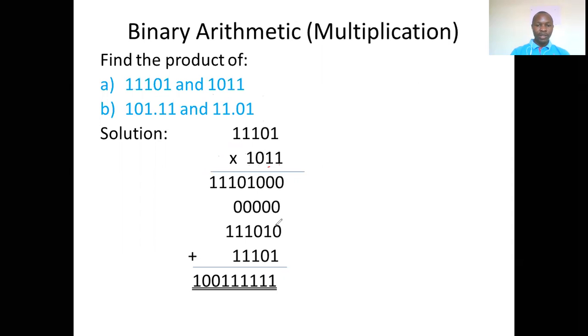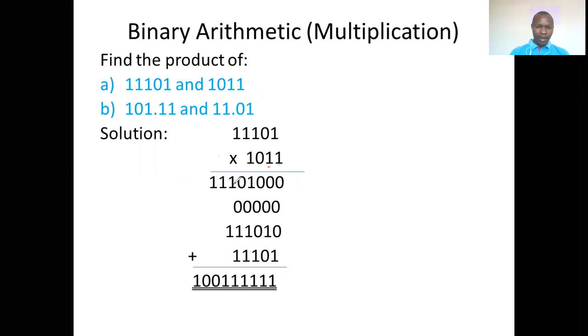So we'll say 0 plus 0 plus 0 plus 1, that's a 1. 0 plus 0 plus 1 plus 0, that's a 1. 0 plus 0 plus 0 plus 1, that's another 1. 1 plus 0 plus 1 plus 1, that's 1, carry 1. And then we have 0 plus 0 plus 1 plus 1 plus the 1 that we've just carried. That will be 1, carry 1.